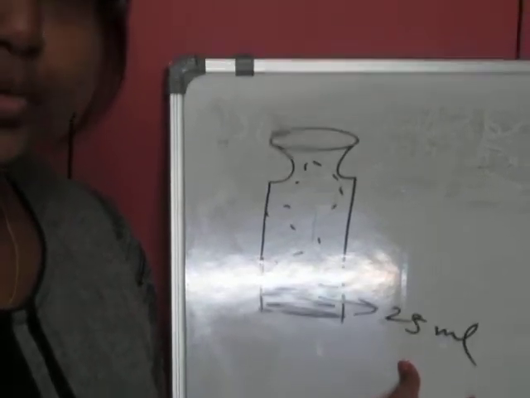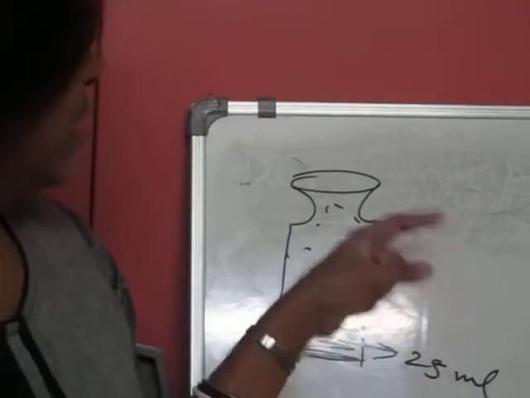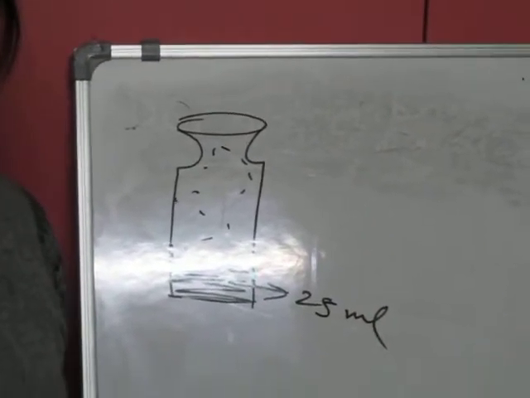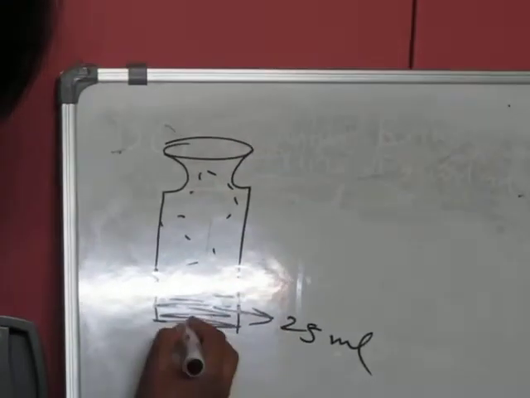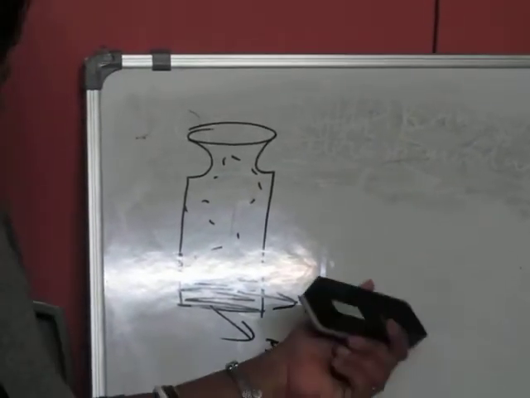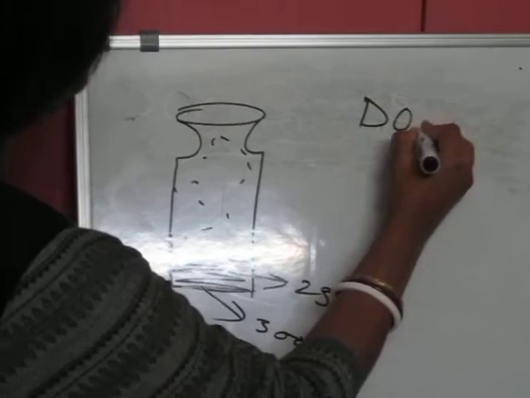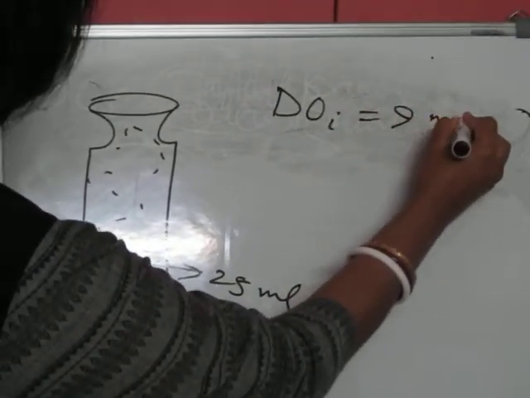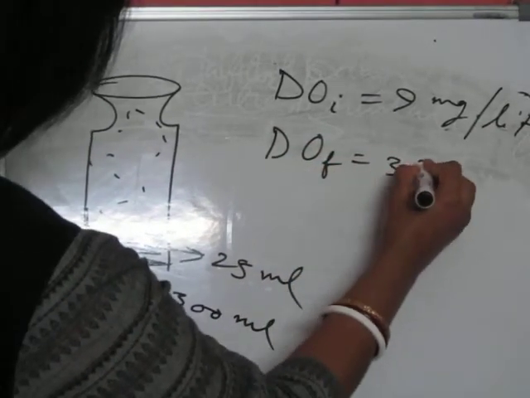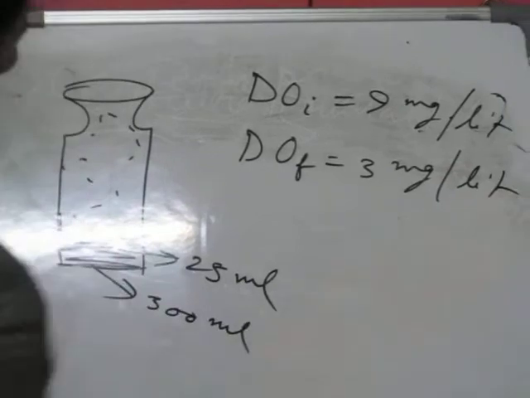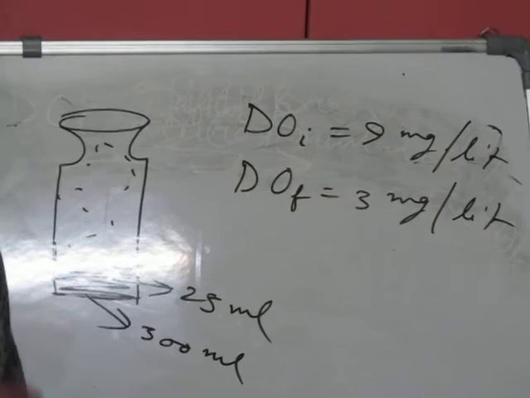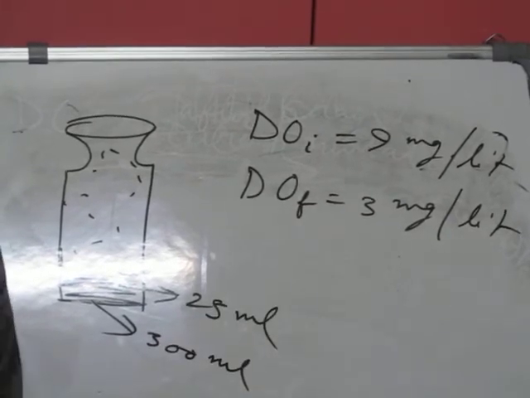Here it is given the wastewater 25 ml and the rest is dilution water. That means 275 ml dilution water, because the total volume is the 300 ml BOD bottle. Now the initial DO. It is given the initial DO is 9 milligram per liter, and the final DO is 3 milligram per liter.